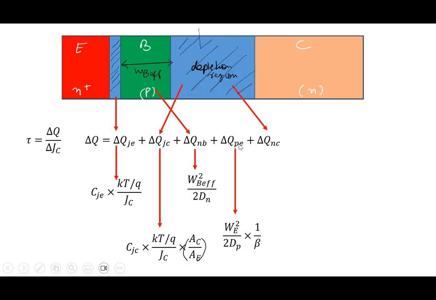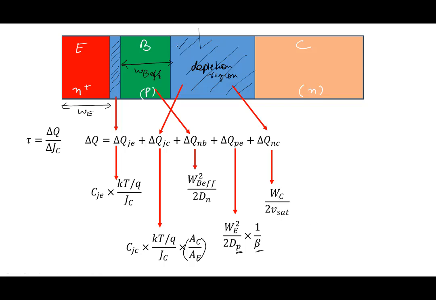This one is because of holes stored in the emitter, the holes which are injected from base into the emitter. So this is WE squared, where WE is the emitter thickness, WE squared by 2 dP divided by beta here. And one last component, which is the electrons stored in the collector. That, we will show today, is equal to WC by 2 Vsat here.